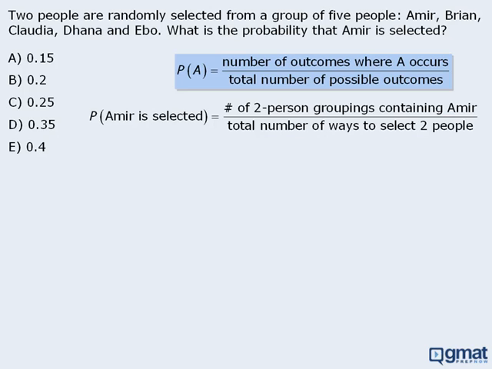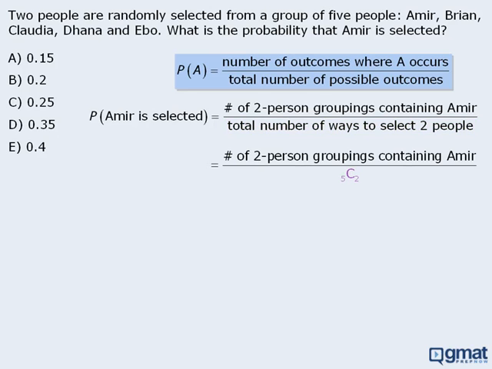So let's begin with the denominator. In how many ways can we select 2 people from 5 people? Well, since the order of the 2 selected people does not matter, this is a combination question. Now, if you are unfamiliar with combinations, you may wish to review the counting module before proceeding. Okay, we can select 2 people from 5 people in 5 choose 2 ways.